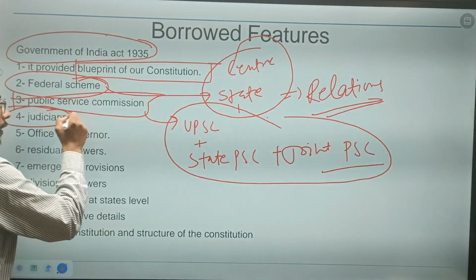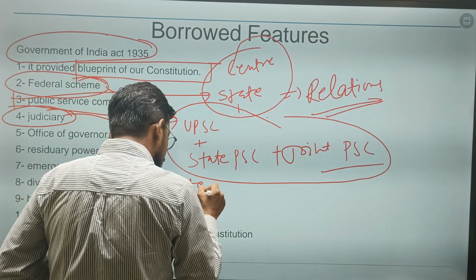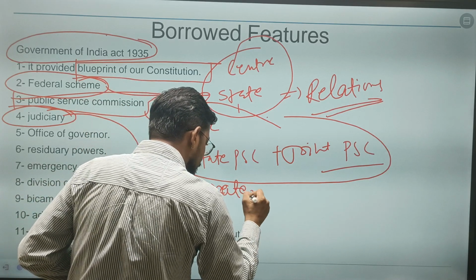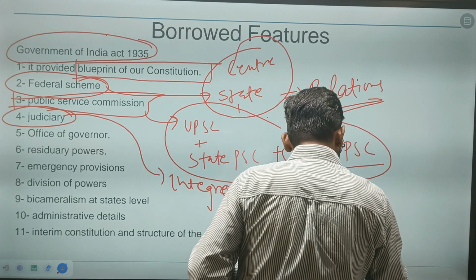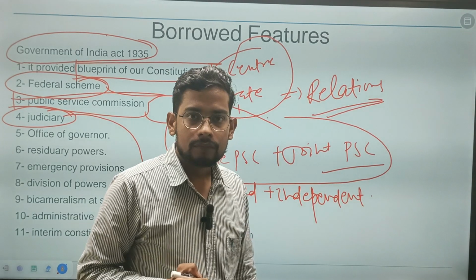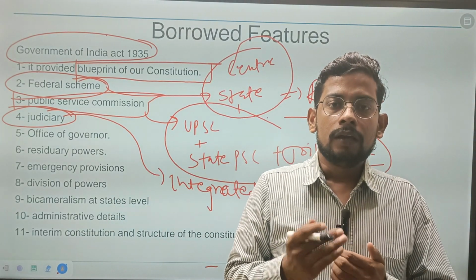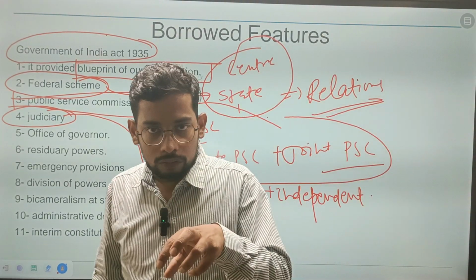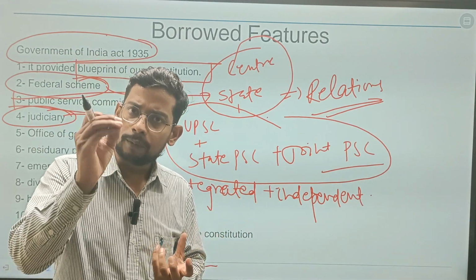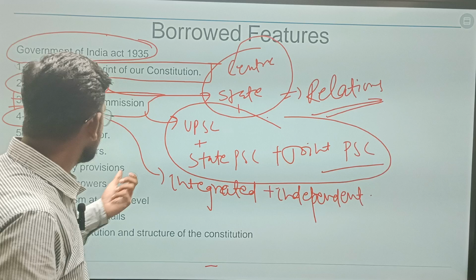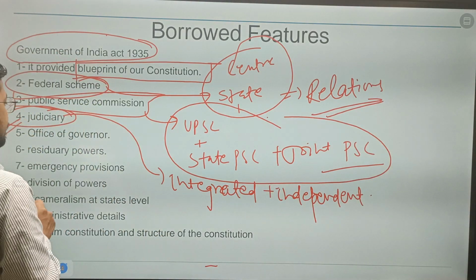Then judiciary, an integrated and independent judiciary. The feature of an integrated and independent judiciary has been taken from the Government of India Act 1935. For the first time, the Supreme Court was known as the Federal Court at that time. So we have taken the same thing from the Government of India Act 1935. Okay, so this feature also we have taken from the Government of India Act 1935.